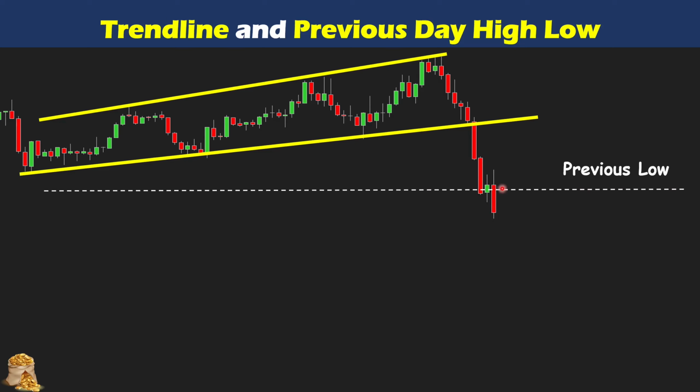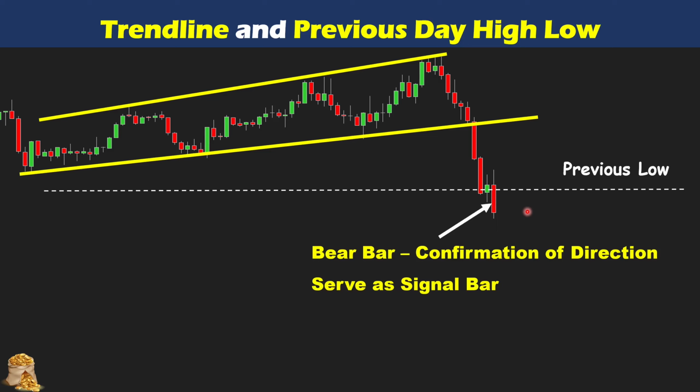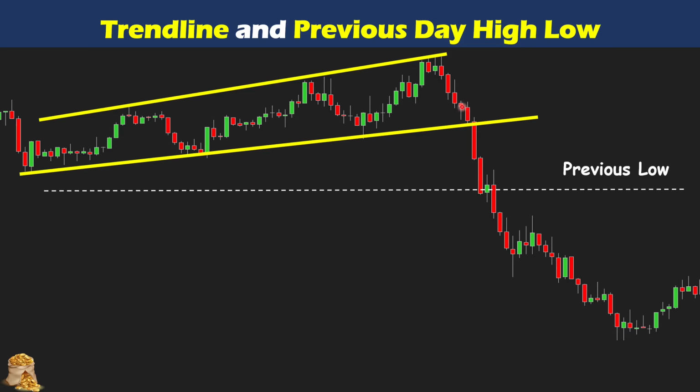Then the next bar is a bear bar. This is a very good bear bar because the body accounts for over 60% of the candlestick. So this bar is the confirmation of the trend direction, and it serves as the signal bar, because based on these bars we can see that the pullback here is very shallow and the support is not very strong, so it's a downtrend at the moment. It's a confirmation of the downside pressure. You can see later on the market goes down even further, so this is a very good trading opportunity for short.